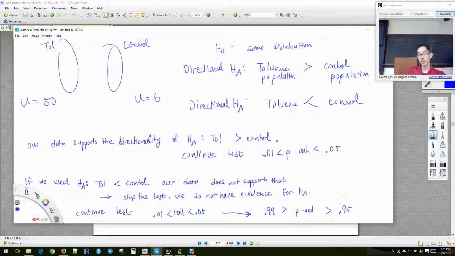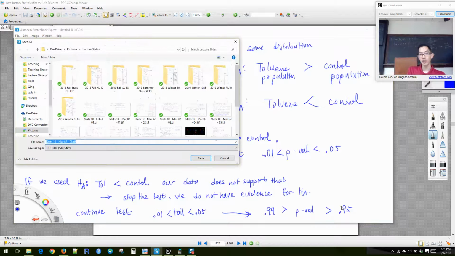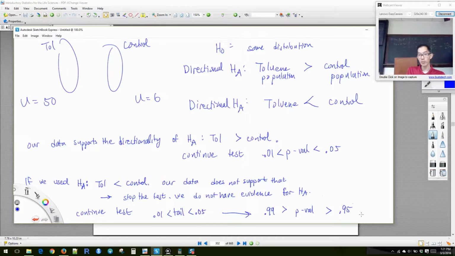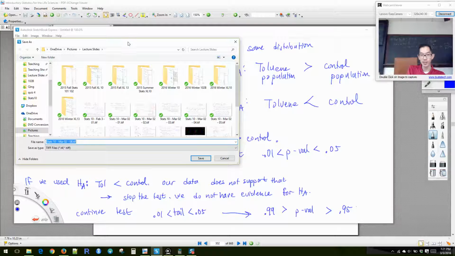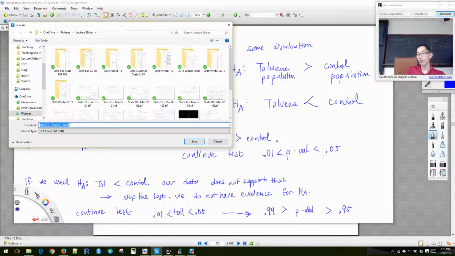And that's fine. If you punch it into a computer, you would get something like that. So sometimes if you specify a directional alternative, you could very well get p-values of 98% and things like that. That basically means your data does not support the alternative. If anything, your data kind of supports the opposite of what your alternative is saying.